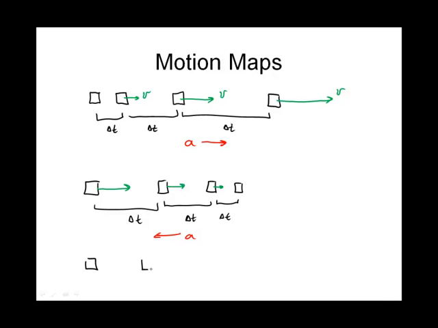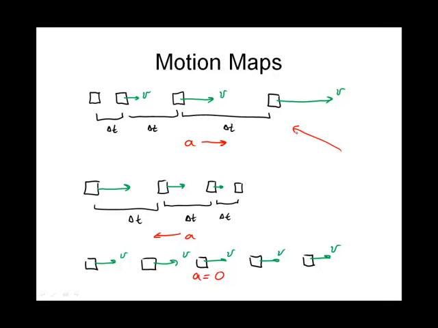Finally, if I have a separation where the distance between the blocks is the same, then each velocity must be the same. But if each velocity is the same, there's no change in velocity. These are all velocity. If there's no change in velocity, then there's no acceleration. And so the acceleration in this example is 0.